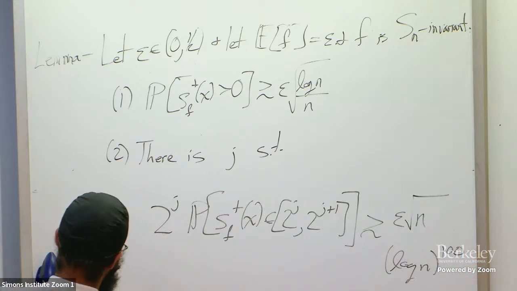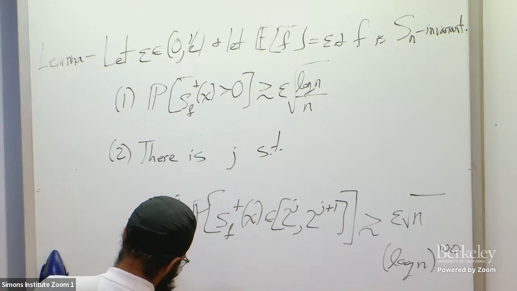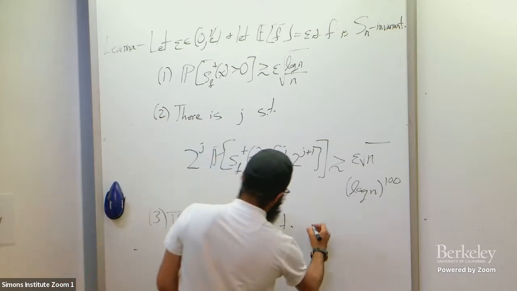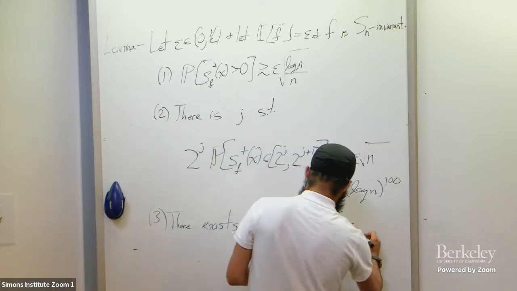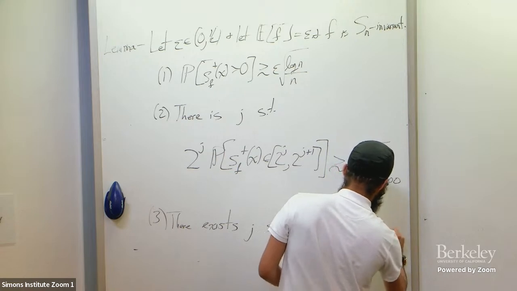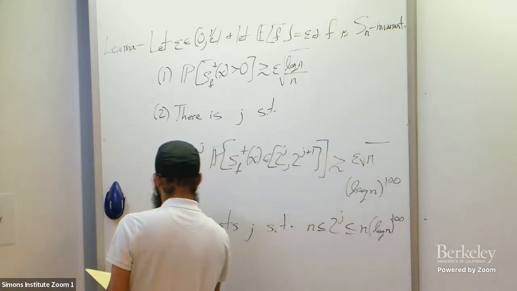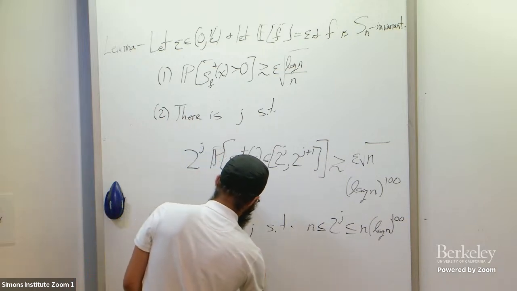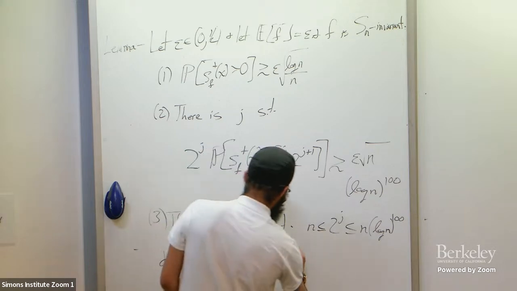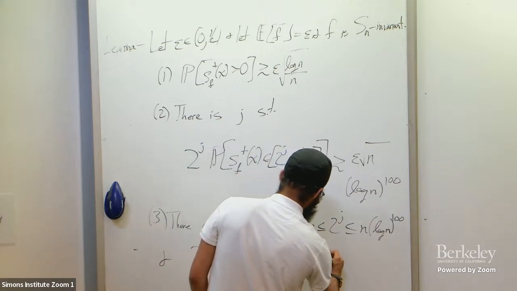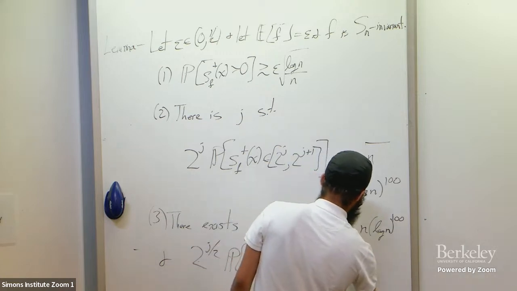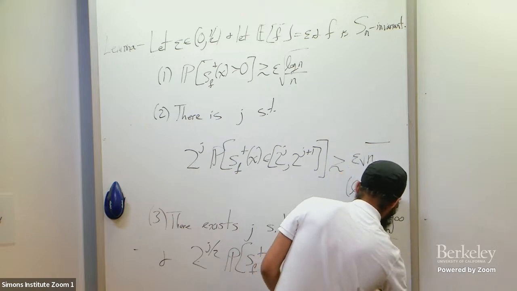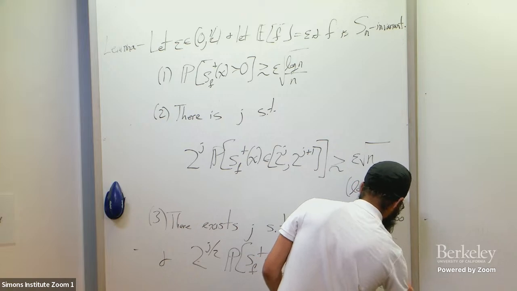Finally, there exists j such that one, it lies in some specific interval, which will be relevant later. And 2 to the j over 2 times the probability that SF plus is in [2^j, 2^(j+1)) is greater than or equal to epsilon times square root log over log. Sorry, that's not a probability, it's some number.